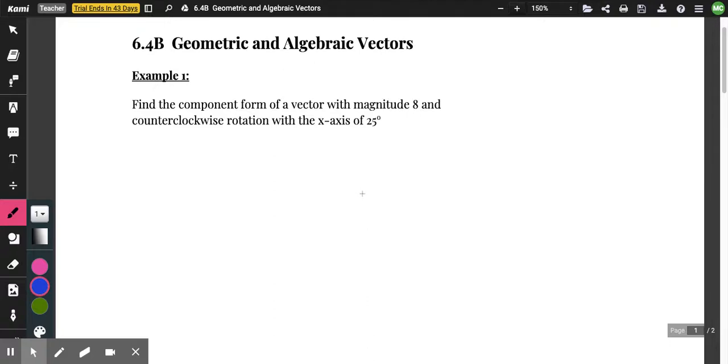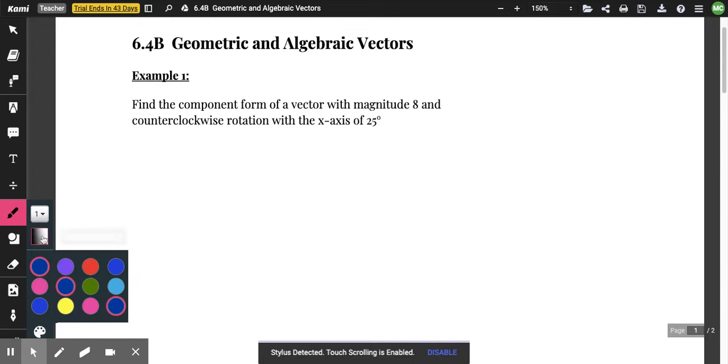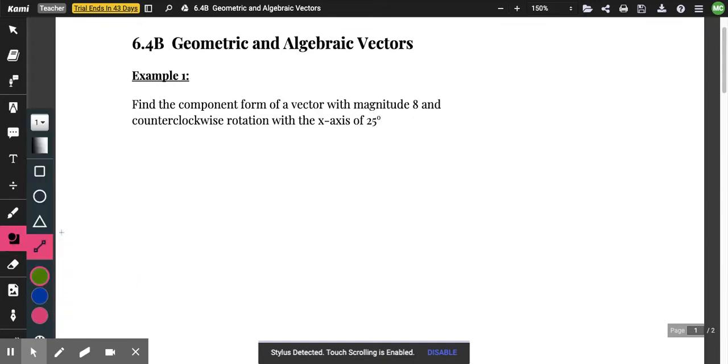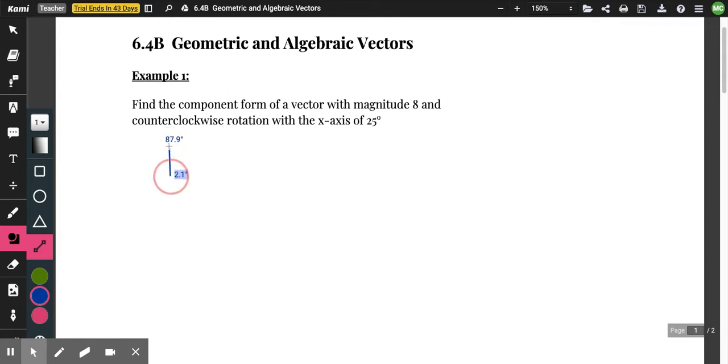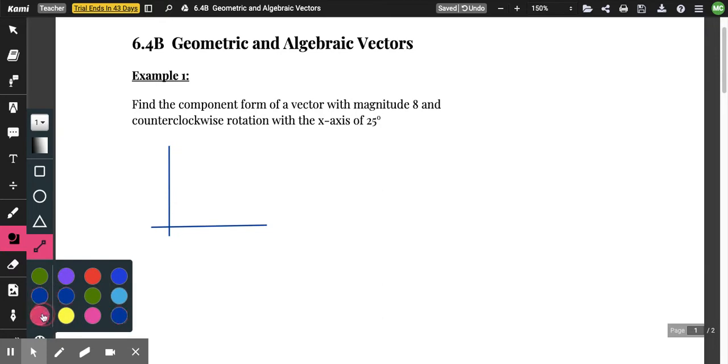Okay, we're going to start with finding the component form of a vector that is described just by its magnitude and the amount of rotation with the x-axis that it has. So I'm going to draw a picture of it first because we do need to put the geometry together with our algebraic part here. So the vector has rotation with the x-axis, so I'm going to go ahead and draw a little coordinate plane there.